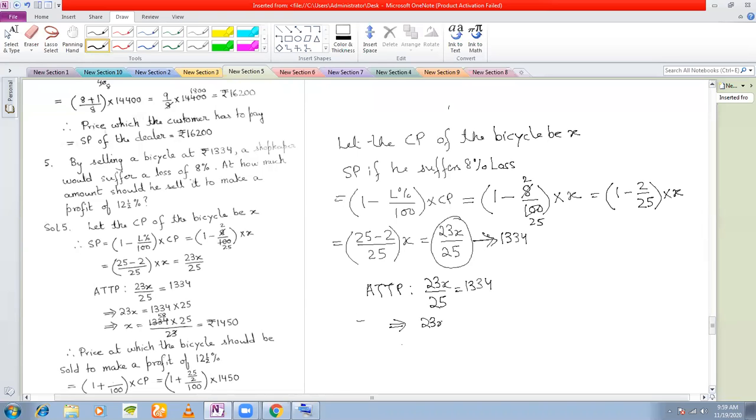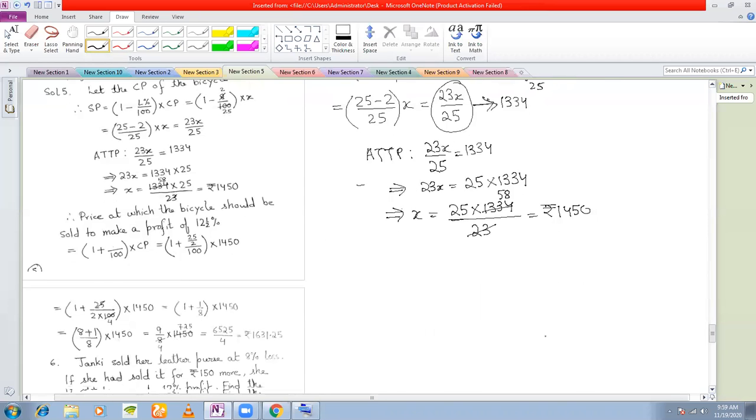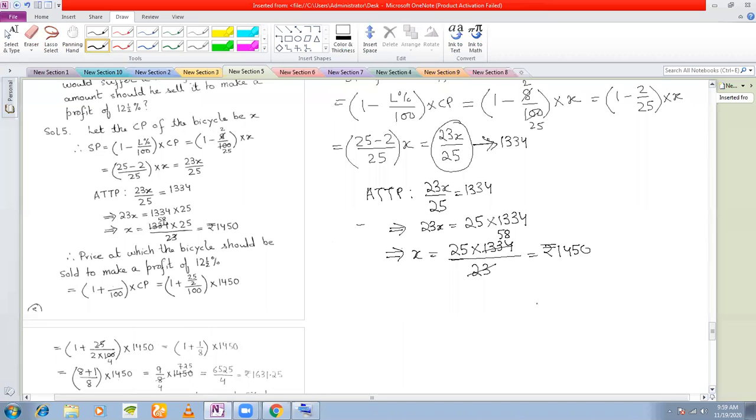So 23x, cross multiply here, is equal to 25 into 1,334. That means X here is 25 into 1,334 divided by 23. Okay, so how much will this cancel? This, if you divide, will cancel with 58 times. So you get this as 1,450. Okay, so this is the price at which he is buying the bicycle.